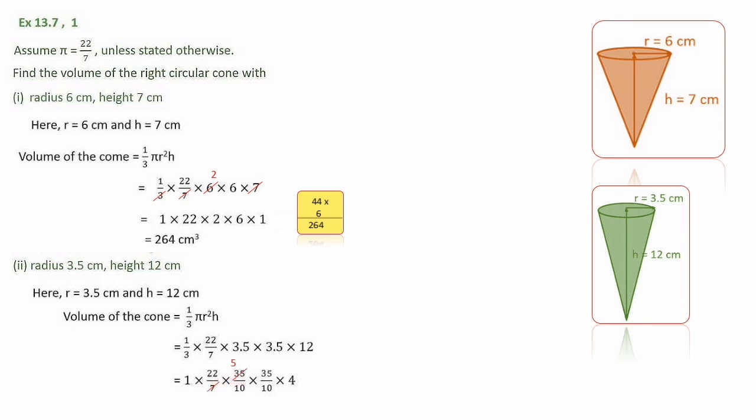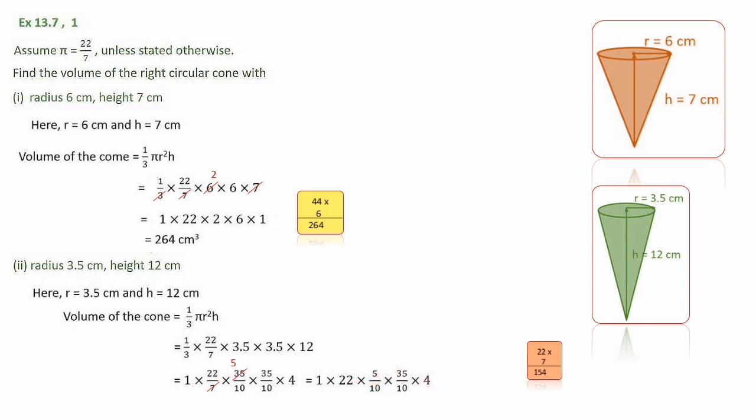7 and 35 we will cancel and we will write 5. Then the denominators are only 10 and 10, so let them be there. Just we can do the calculation in the numerator. That is, here 1 into 22 into 5 by 10 into 35 by 10 into 4. Then 22 into, here you can see 5 into 4. 5 into 4 is 20. Then 35 into 20. 35 into 2 is 70. 35 into 20 is 700. Means when we are doing these three numbers multiplication by mental calculation, we will get 700.